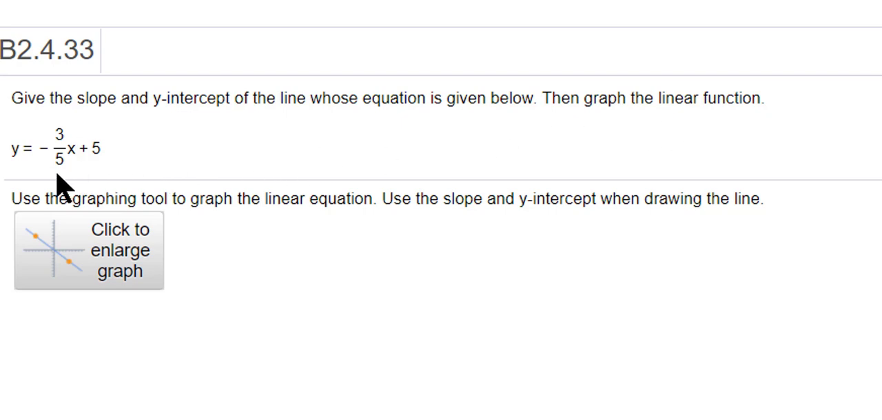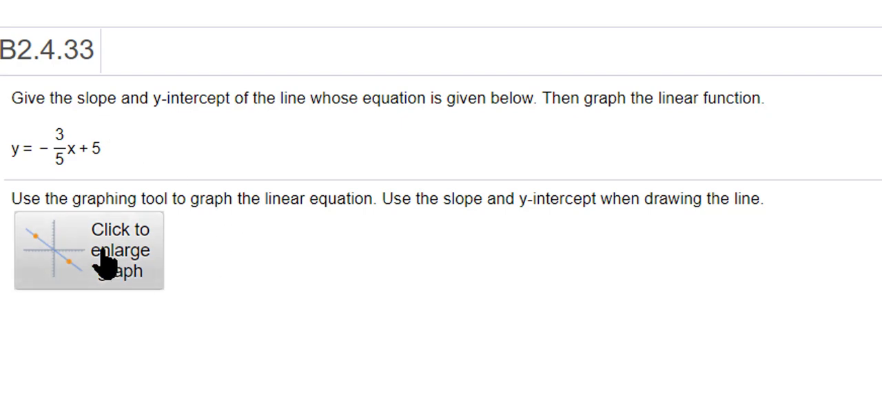So right away, just looking at this, I know the slope is -3/5, right? Because when we have an equation in the form of y equals mx plus b, the b, or the y-intercept, is the 5, right? So the y-intercept would be 5, and the m in y equals mx plus b would be the slope. So the -3/5 is the slope.